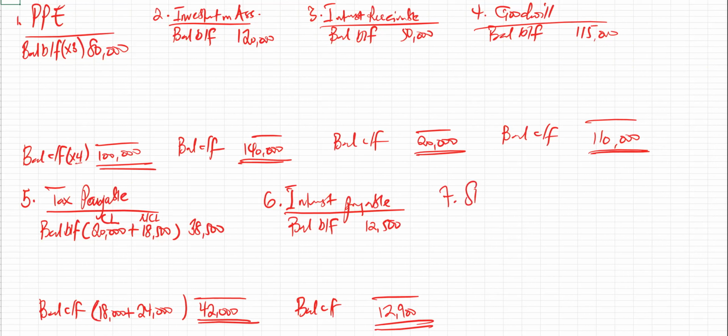Stated capital. Now you're saying 80,000 balance brought forward. Okay. Balance carry forward, now you're saying 100,000. Okay. The next account.